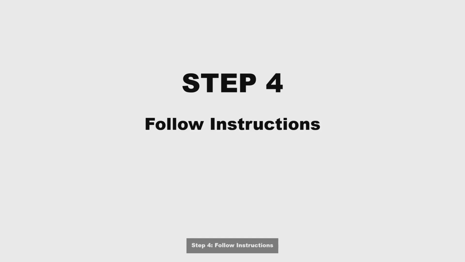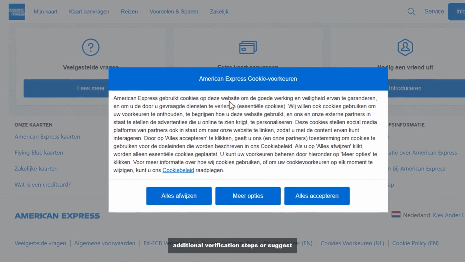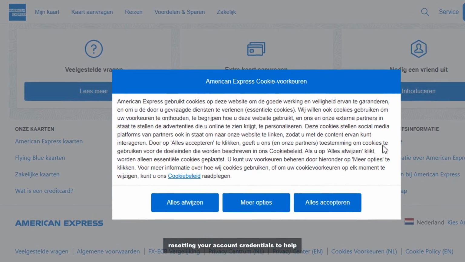Step 4. Follow instructions. Listen carefully to the representative's instructions. They may guide you through additional verification steps or suggest resetting your account credentials to help resolve the issue.